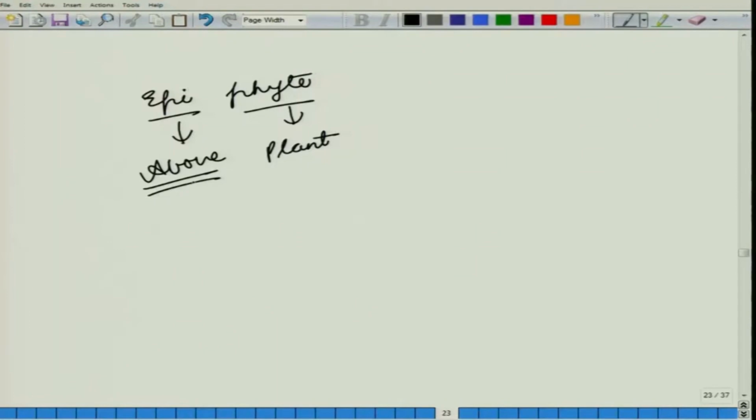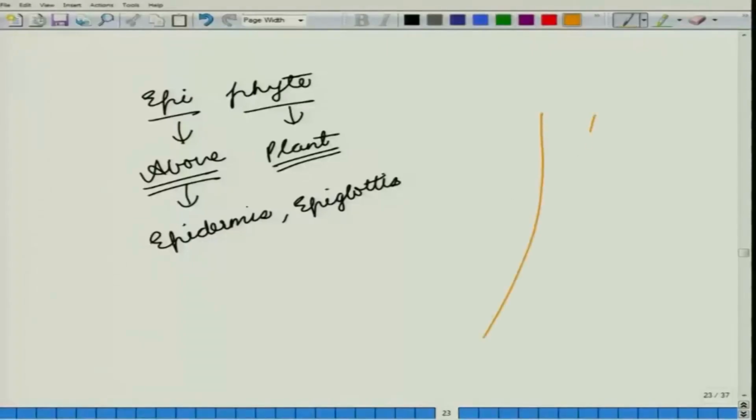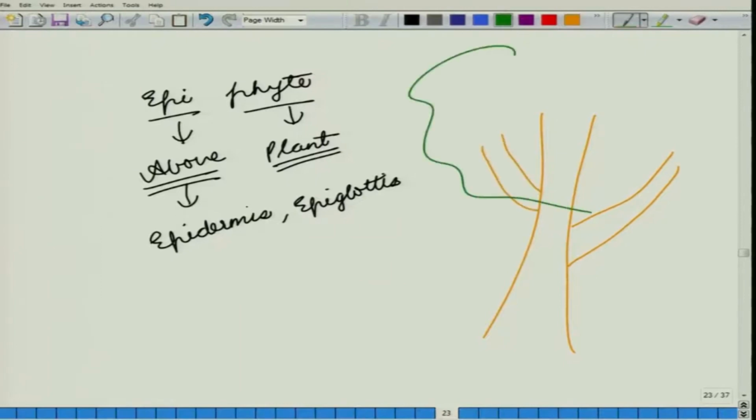So, epi is found in things like epidermis or say epiglottis. Epidermis is the top layer of your skin, epiglottis is the structure that is formed above the glottis. Phyte is a plant. So, an epiphyte is a species that resides on top of a plant. So, how does that happen? Let us consider this tree with some branches, and suppose this is the canopy. Your epiphyte would take up a position somewhere here.